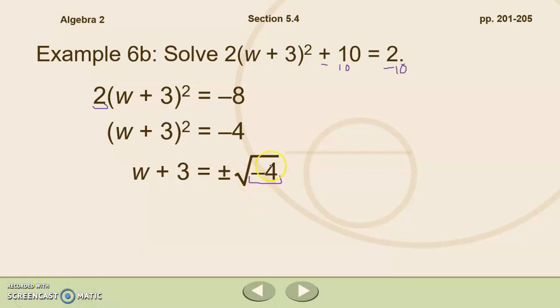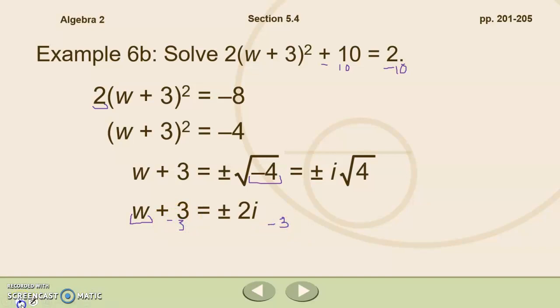We've got a negative radicand here, so we know we're going to have to pull out an imaginary number. So let's rewrite that as plus or minus i times the square root of 4. And then let's go ahead and simplify. Plus or minus i times the square root of 4 is the same thing as plus or minus 2i. We still don't have the variable isolated, so let's subtract 3 here. And whatever we do to one side, we have to do to the other. So our final answer will be w equals negative 3 plus or minus 2i.